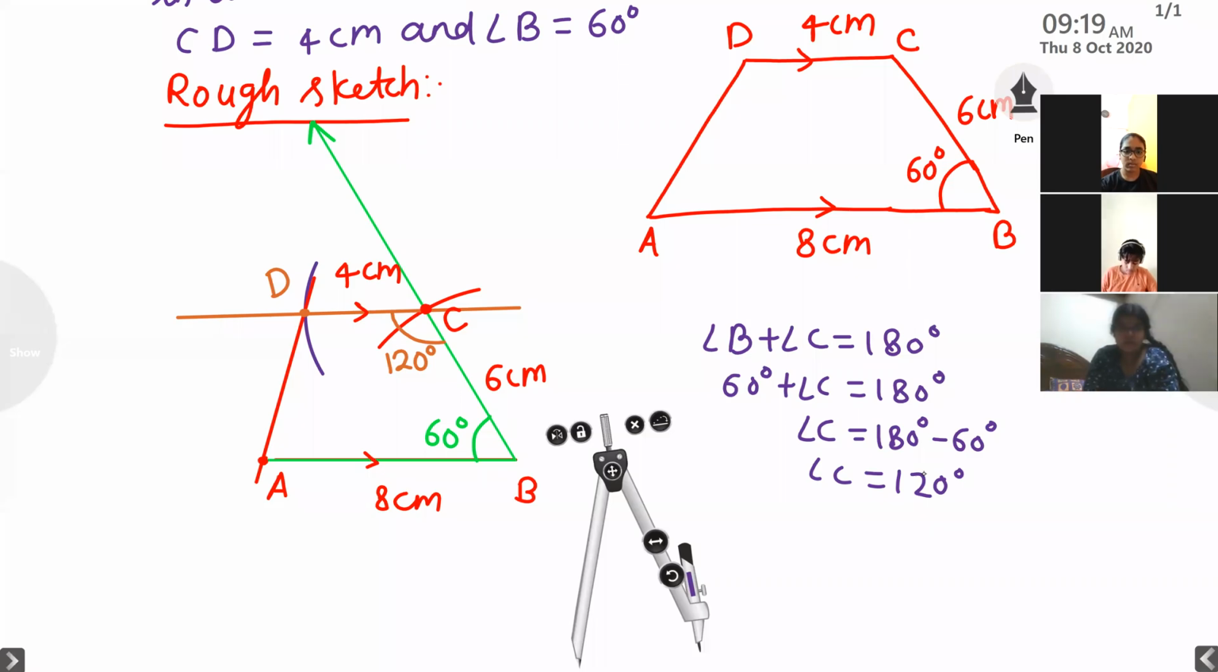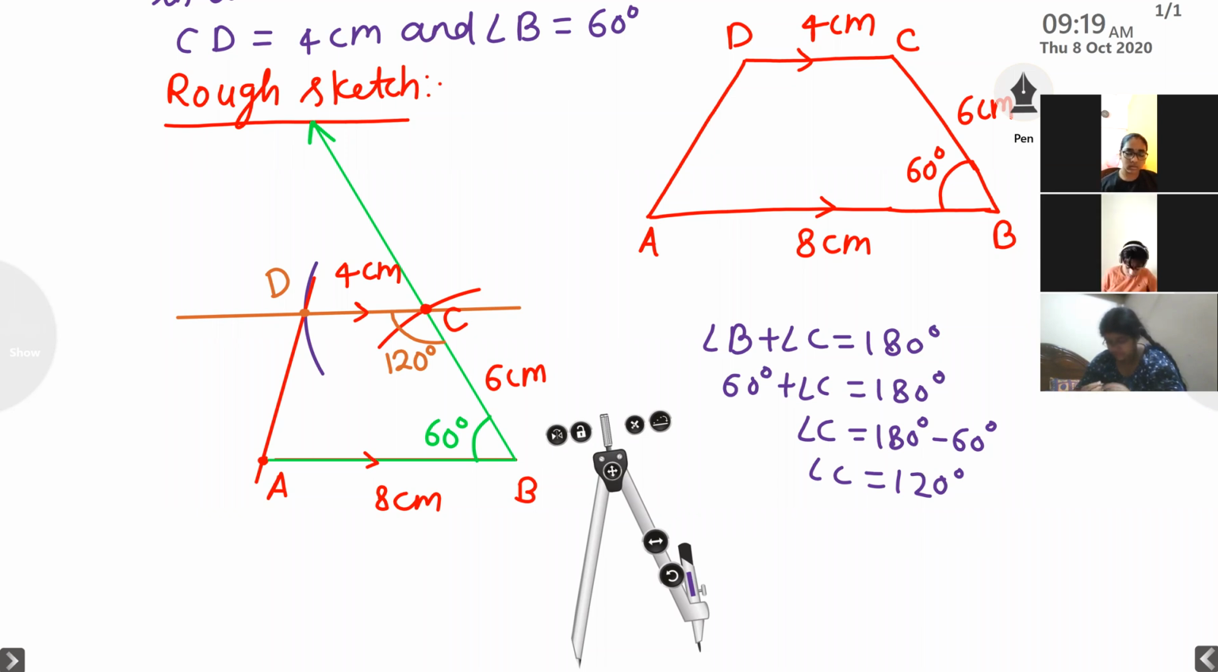Firstly, I want to draw one line segment AB, 8 centimeter. Take B as a center. Construct 60-degree angle. Again, take B as a center. Draw an arc of radius 6 centimeter at point C. From point C, you can construct 120-degree angle, or you can draw one parallel line to AB. After that, take C as a center. Draw an arc of radius 4 centimeter. Join AD. Now, this is the construction of trapezium ABCD.